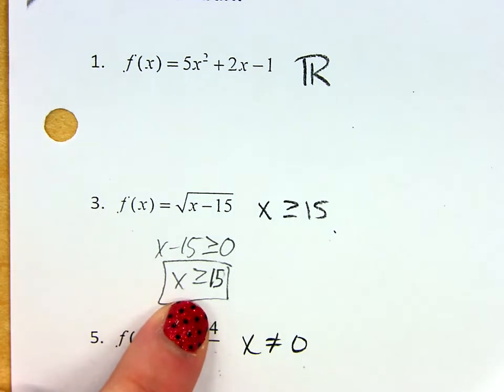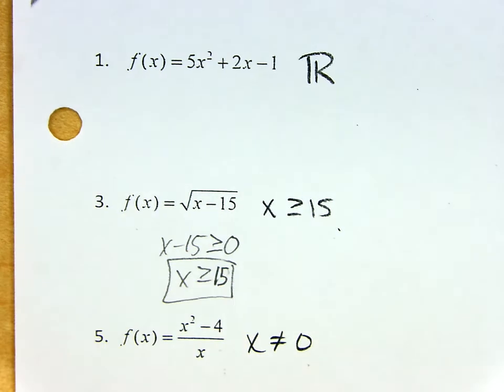So try some numbers. Try a number that is greater than or equal to 15. Try 15. If you pop 15 in, 15 minus 15 is 0. Can you take the square root of 0? Yeah, you can. It's just 0. So that's fine. 15 should be in my domain. If I plug in 20, sure, 20 minus 15 is 5. I can take the square root of 5. I don't know what it is, but I can do it. It comes out with a number.